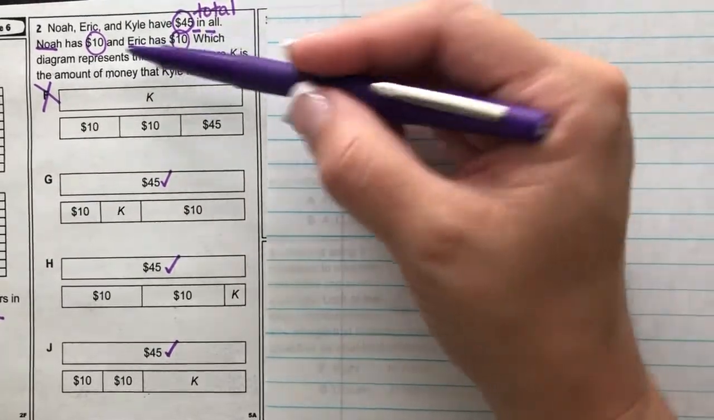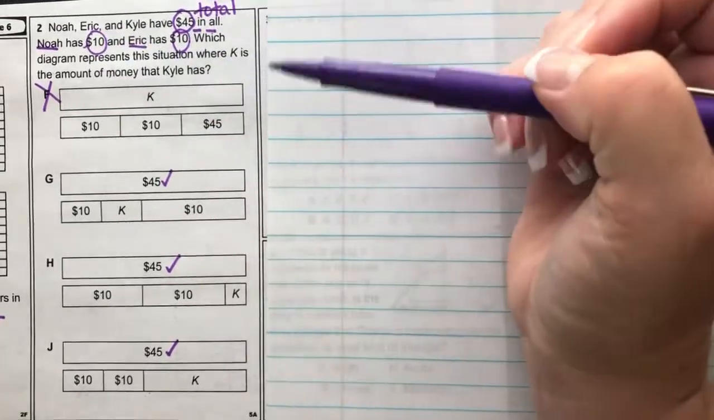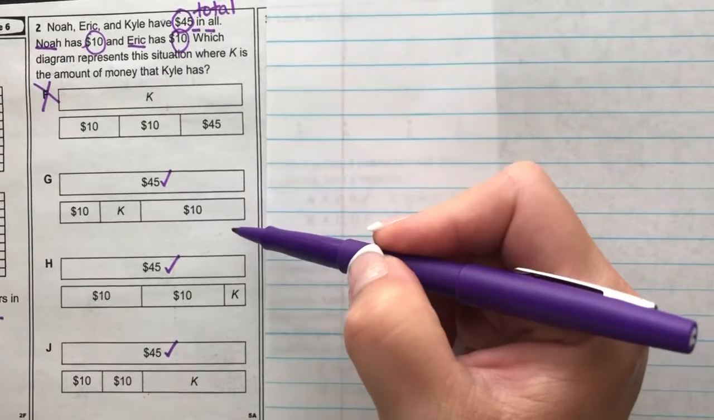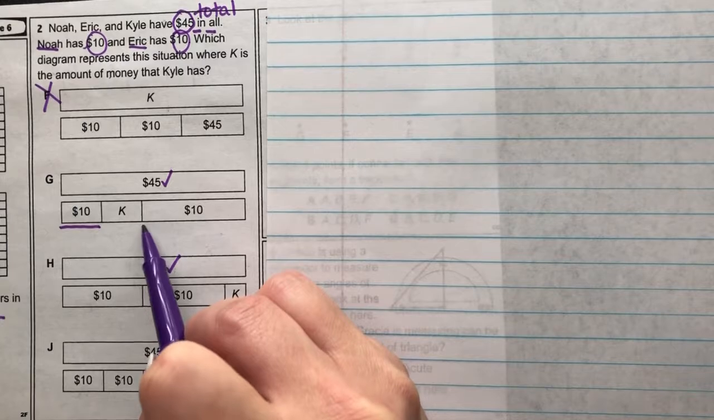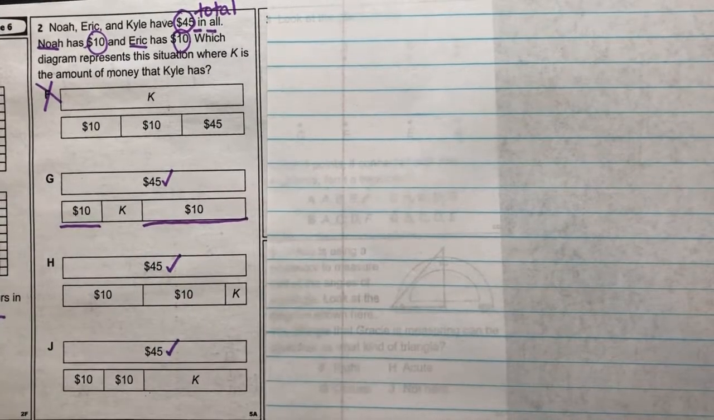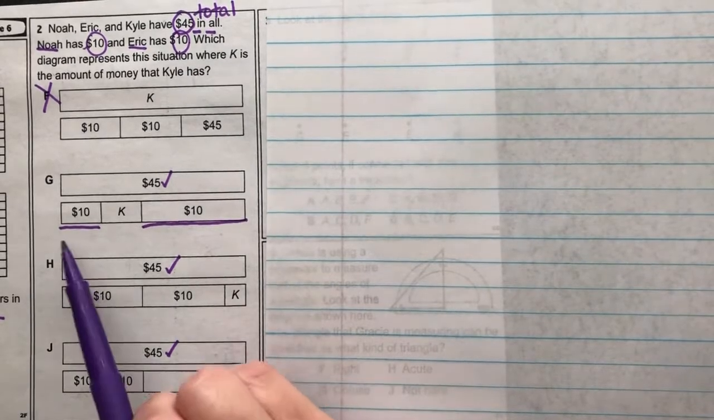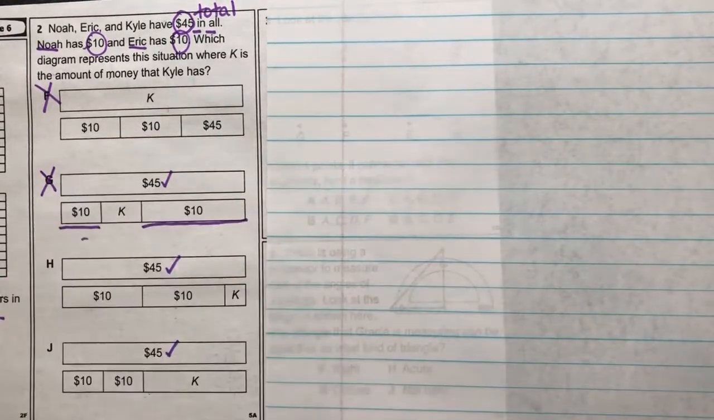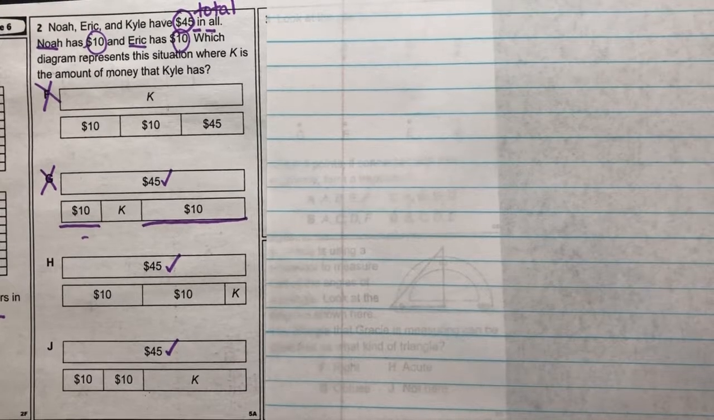Okay, so when we're showing their amounts, the size of their pieces should be exactly the same because their values are the same. So if I look at answer choice G, look at those $10 pieces. They're different sizes. We know that can't be correct because $10 is $10. Those sizes should not be different. So we can eliminate answer choice G. Now we're down to H and J.